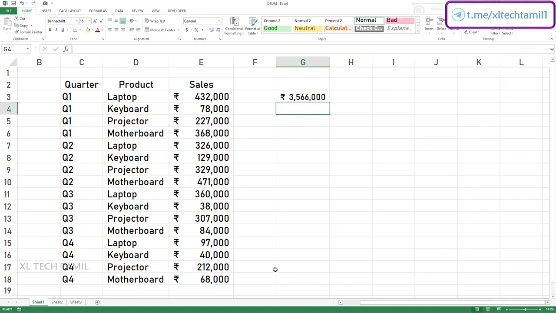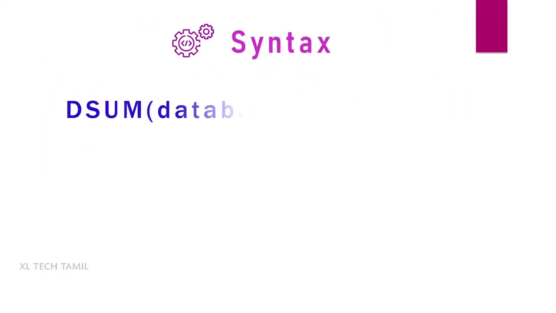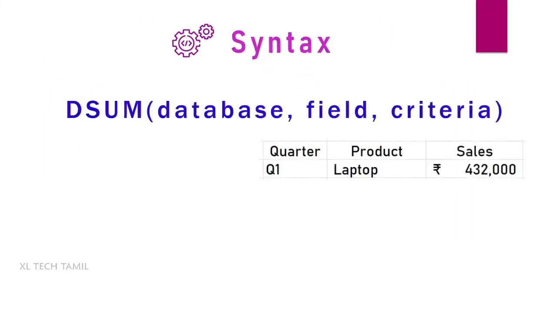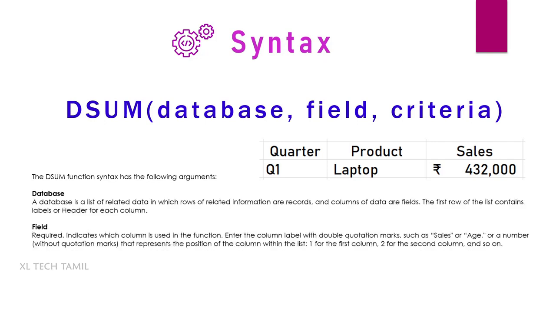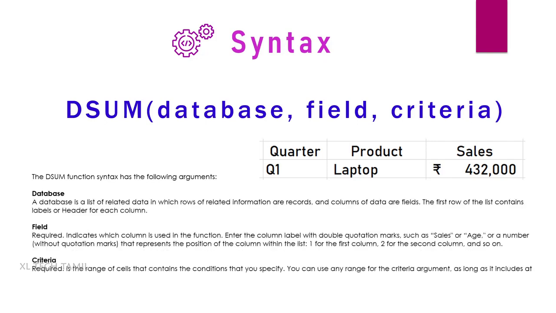The syntax for Dsum is: type equal to Dsum, open bracket, database, select your entire database with the header, comma, field, which field you want to calculate, comma, criteria. So you need to select your criteria. You can select multiple criteria, but you need to give a minimum of one criteria to use a Dsum function. Once you select everything, hit enter, and you will get the output for your criteria. This Dsum function has been available since Excel 2000, which means it's available in most versions.